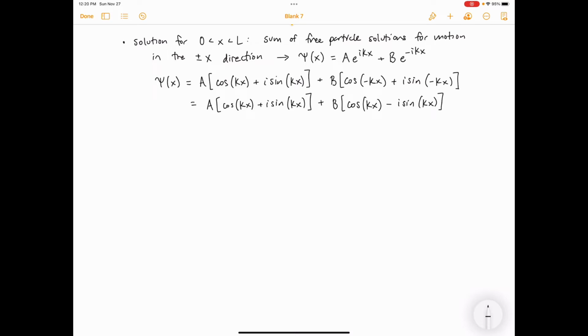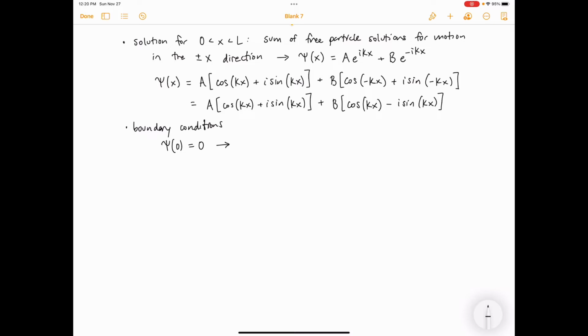Okay, so there it is. That's what we get when we apply Euler's identity to our wave function. So now let's apply the boundary conditions. And there are two of them. The first one is this. We know that psi at x equals 0 is supposed to equal 0. So let's plug in 0 for x in the wave function we just wrote down.